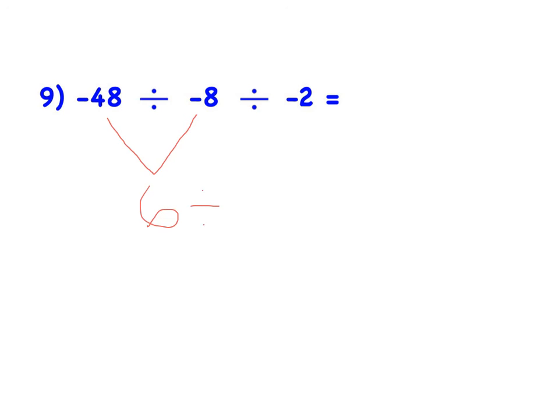Then I'm going to bring down the rest of the problem. I have 6 divided by -2. Positive divided by a negative gives me a negative answer. 6 divided by 2 is 3. So -3 is my final answer.